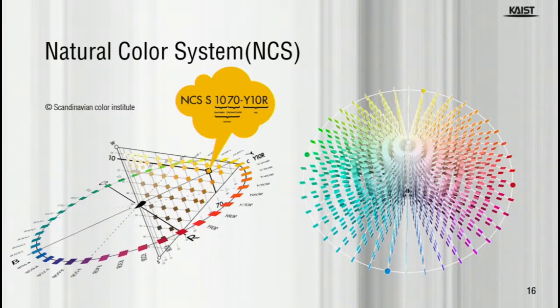In NCS, the most vivid color in any hue is positioned along the outer rim of the color space. Therefore, the NCS space looks symmetrical both horizontally and vertically.